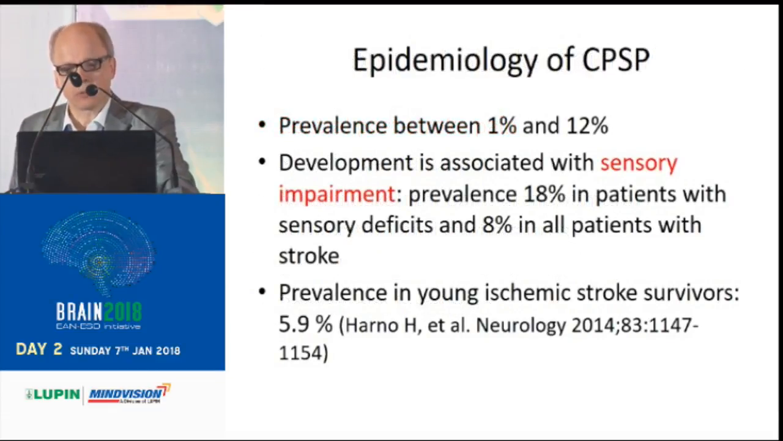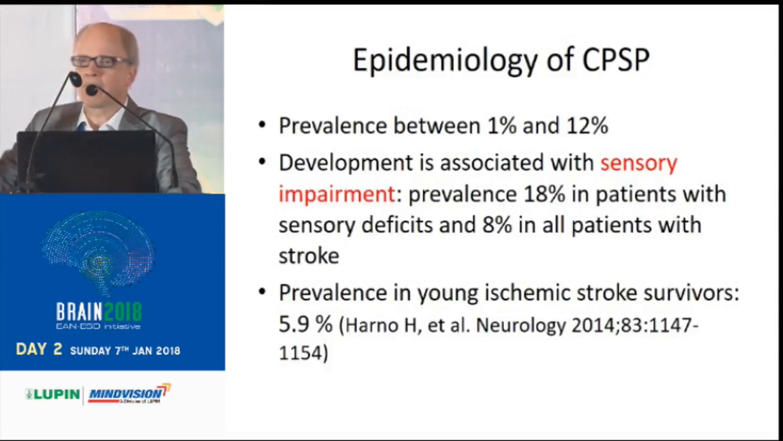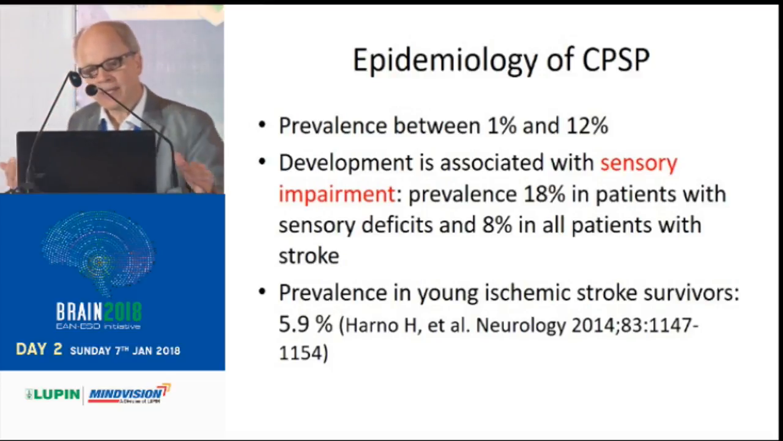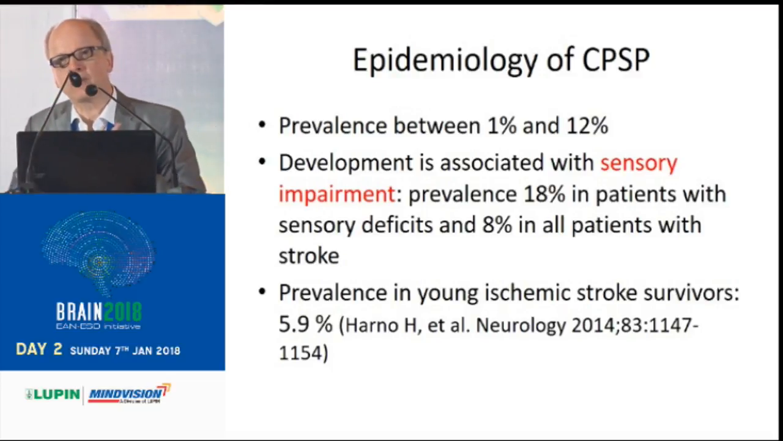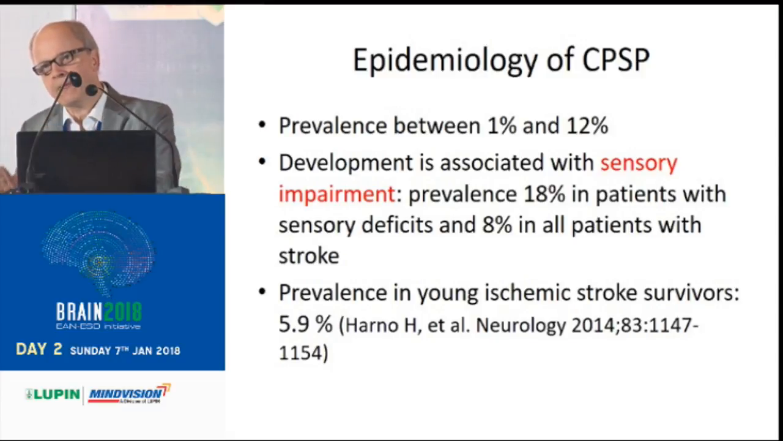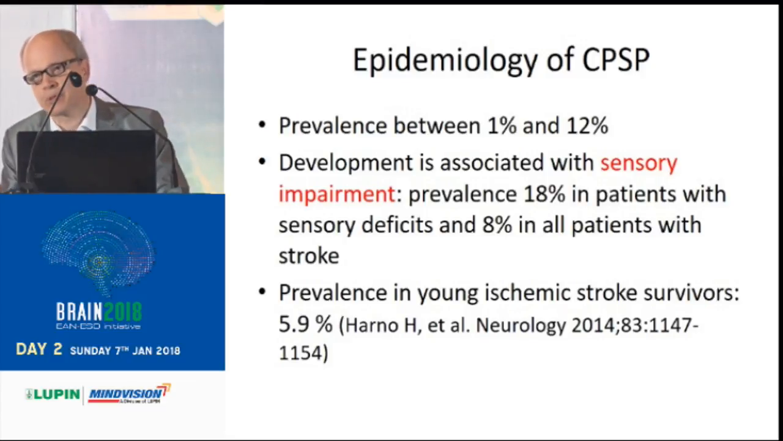What about the epidemiology of central post-stroke pain? The prevalence is variable, between 1% and 12%. The first studies, I remember, were made in Denmark. They showed that the development of central post-stroke pain seems to be associated with sensory impairment. In stroke patients who have a sensory impairment, the prevalence is 18%, compared to all patients with stroke, where it's about 8% on average.